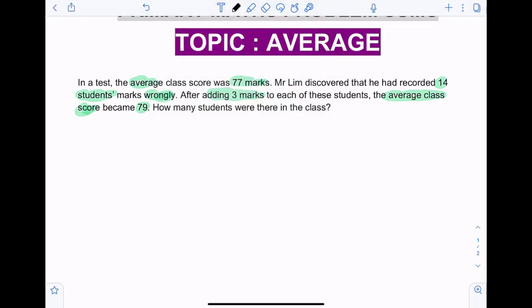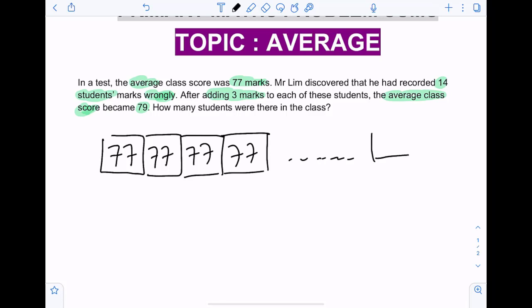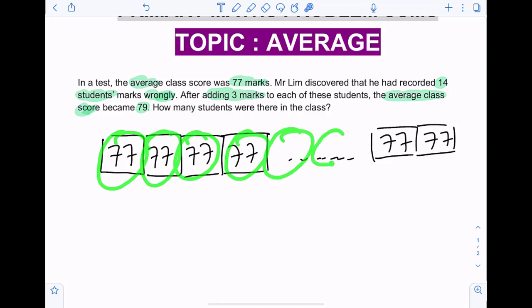Now, to do this question, it is helpful if you come up with boxes for each student. So, this is student 1, student 2, and so on. This was their original average marks, 77, so many students, right? We are not sure how many students there are. Now, what happened was that there are 14 of these students that had wrongly recorded marks.